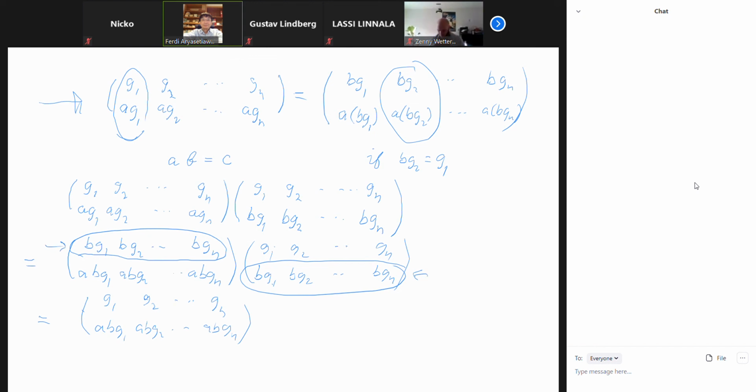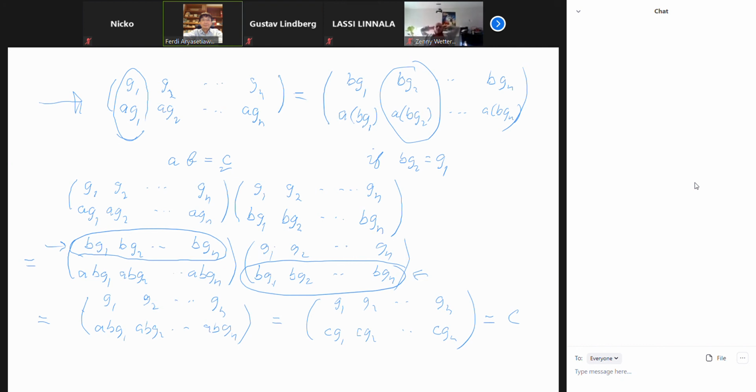So now we look at this result here. Well, AB is equal to C. So then this is just equal to G1, G2, Gn, and this is CG1, CG2, CGn, like that. So this is what we mean by C. So we see that these permutations indeed form a group.